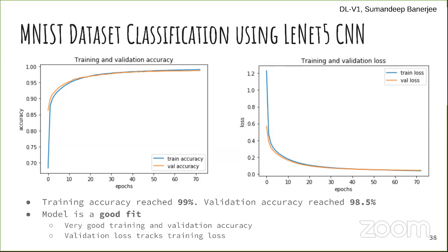So the model is a good fit, right? We have a very good training accuracy, and the validation accuracy is also close enough. This is a good fit, and the validation loss is also very much following the training loss. So it's a very good model, and it is expected because this is the problem for which the original paper published this network.